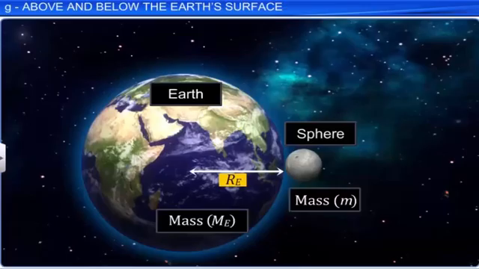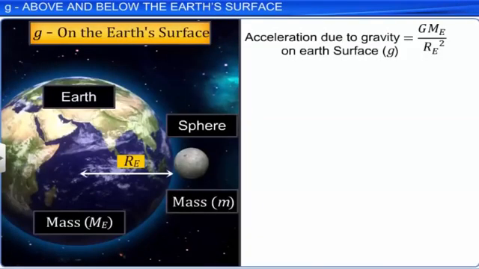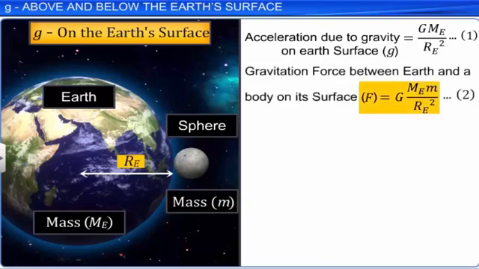In your earlier session, you learned about acceleration due to gravity on the surface of the Earth. The expression for acceleration due to gravity on the surface of the Earth is given by equation 1 as the product of the universal gravitational constant G and the mass of the Earth Me divided by the square of the radius of the Earth Re. This is basically derived from the gravitational force between the Earth and a body on its surface, which is indicated by equation 2. F equals G Me into m divided by Re square, where m is the mass of the body on the surface of the Earth.